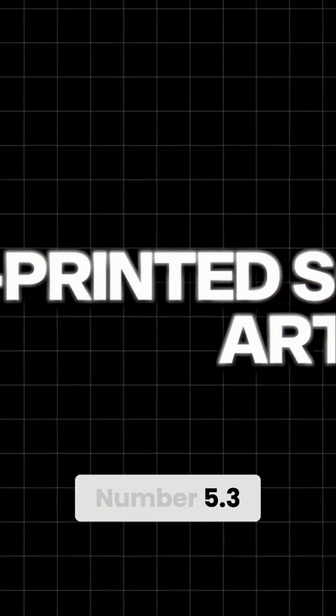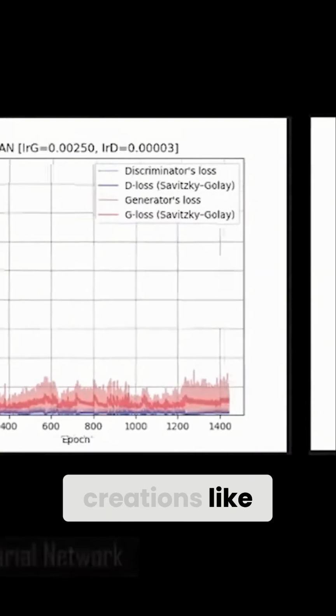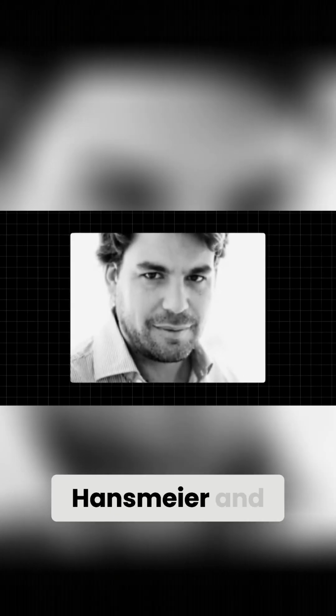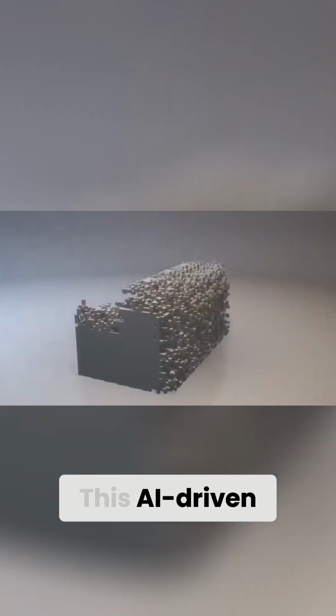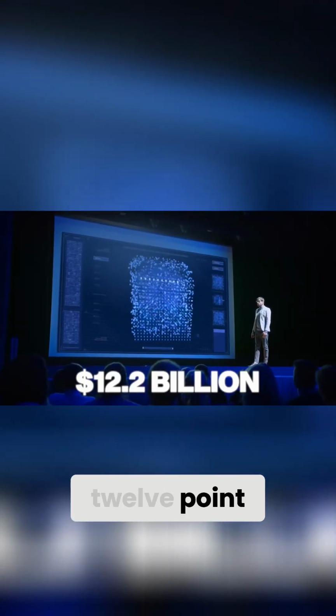Number 5.3D printed sculpture. Art is evolving beyond canvas and paint with creations like Digital Grotesque by Michael Hansmeyer and Benjamin Dillenburger. This AI-driven marvel combines generative design with 3D printing to produce hyper-detailed sculptures, featuring intricate geometries far beyond human capability. With AI startups securing $12.2 billion in funding in just the first quarter of this year.